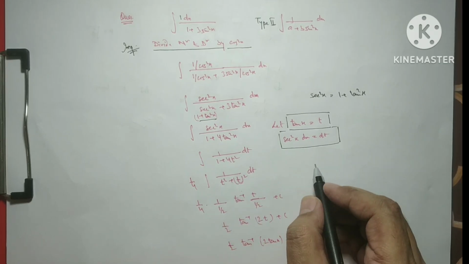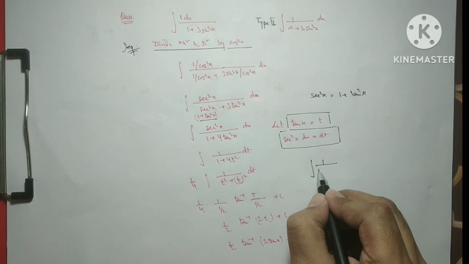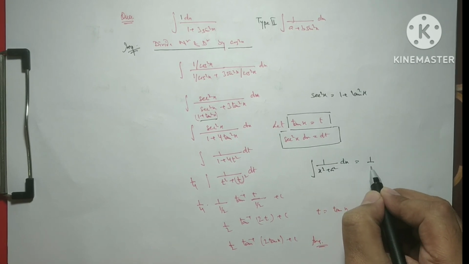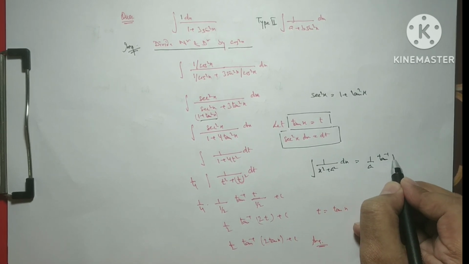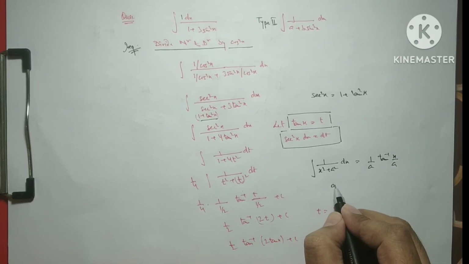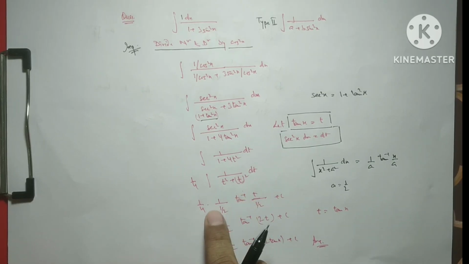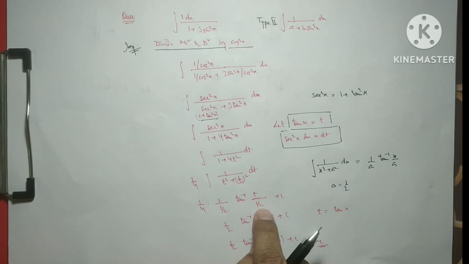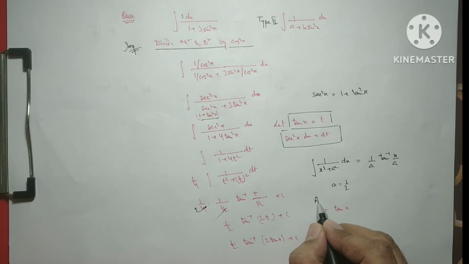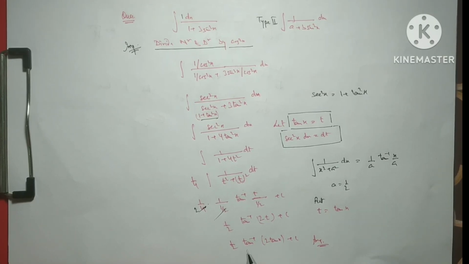So this is the format of the special integral 1 over x square plus a square. That is, the result is 1 over a tan inverse x over a. Right now a is 1 by 2. So we take 1 over a tan inverse t over a, and we get 1 over 1 by 2, which is 2, so half tan inverse 2t, and again we put t as tan x, so it becomes half tan inverse 2 tan x. So this is the answer.